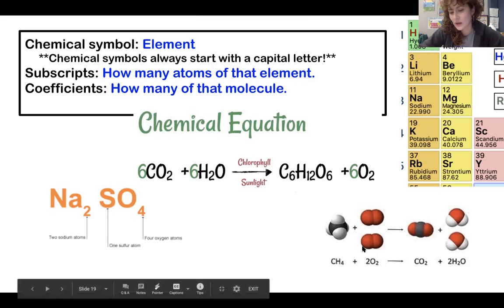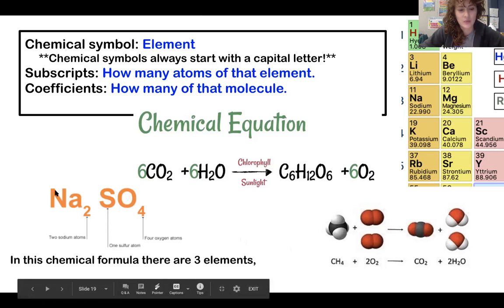So here's a model that shows that. We have 2 O2s. Well, that's 1 molecule of O2 and another molecule of O2. And over here, we have 2 H2Os. So that's 2 whole separate molecules of H2O.